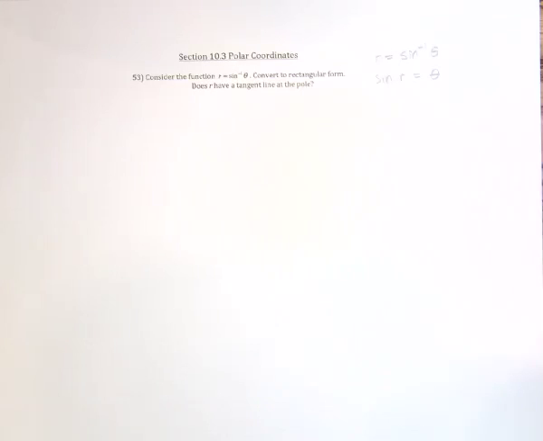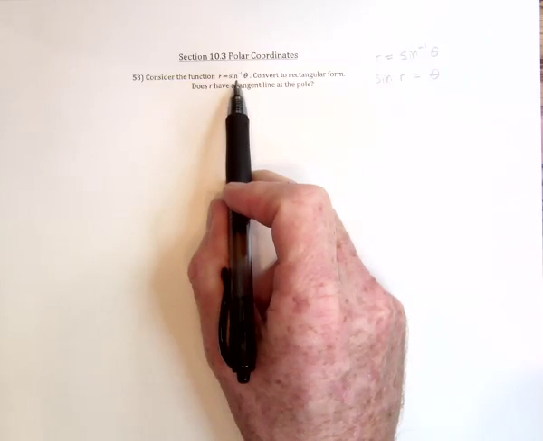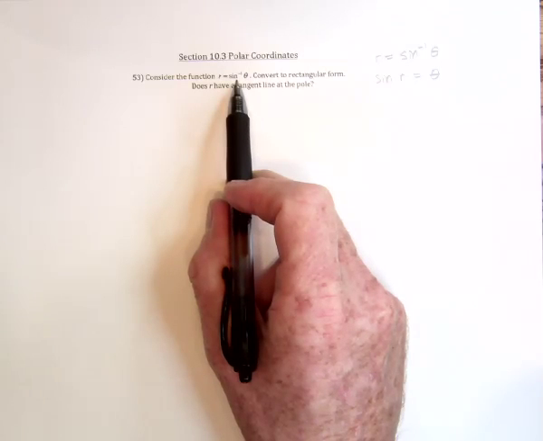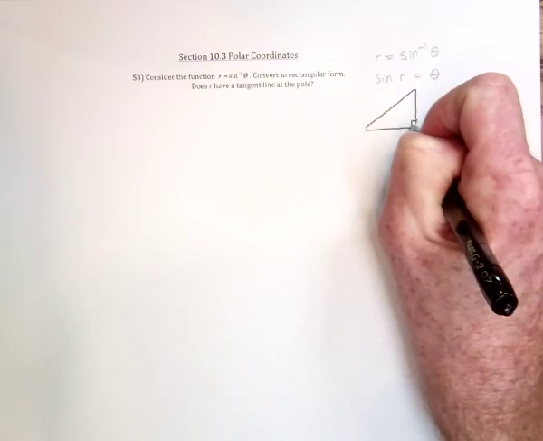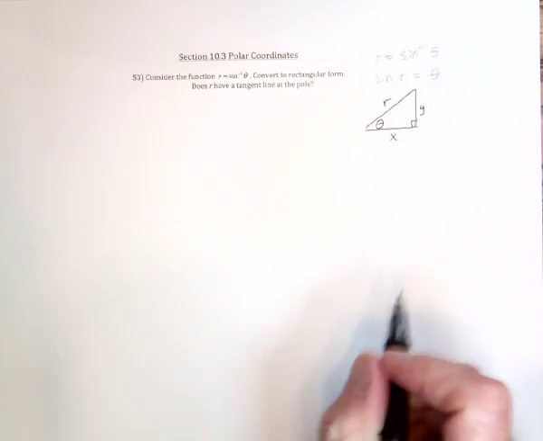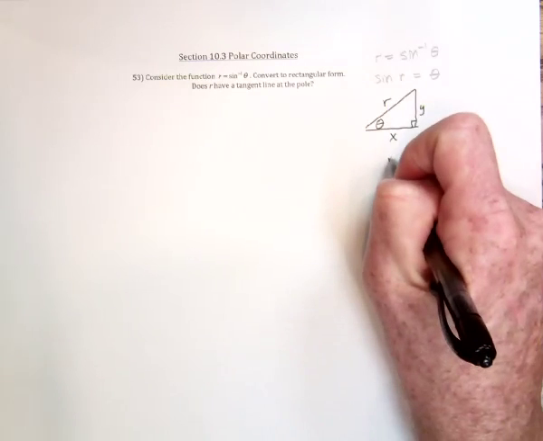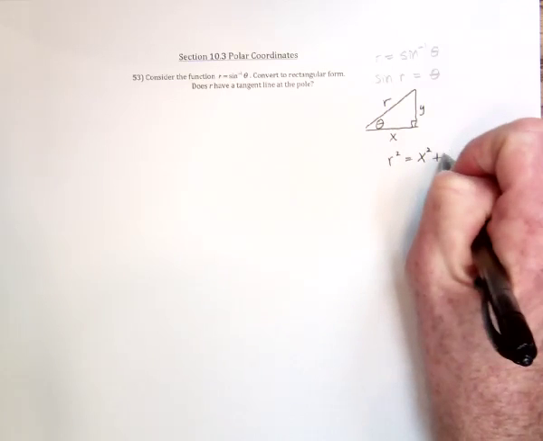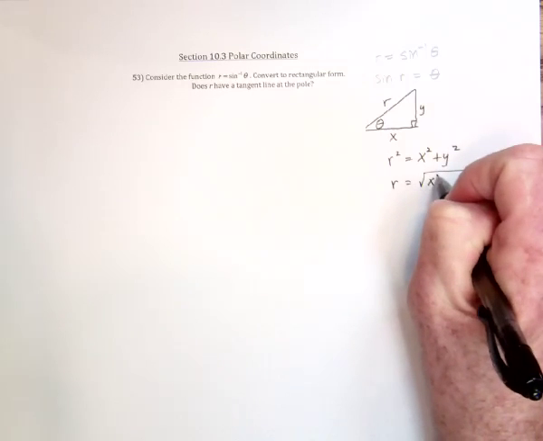All right, convert to rectangular form, x and y. We don't really have any formulas for converting, so we're going to have to make up our own. We could use right triangle trigonometry. Here's theta. This would be x, y, and r. So we could replace the r by doing the Pythagorean theorem. r squared equals x squared plus y squared. r is then going to be replaced with the square root of x squared plus y squared.